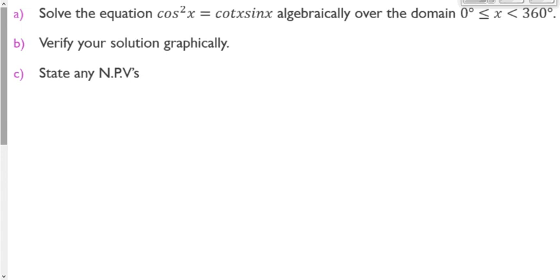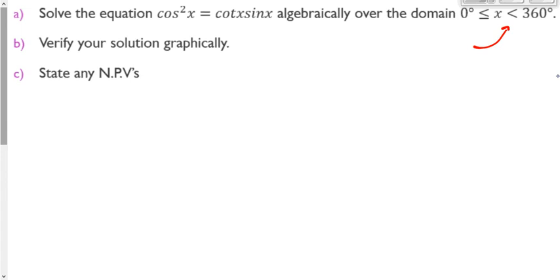All right, welcome back. We're going to solve this equation algebraically over the domain 0 degrees to 360 degrees. Next, we're going to verify and then state any NPVs. Now, one thing to note, and this is how we're going to trick you, it does not have an equal sign there. So that might matter, might not.